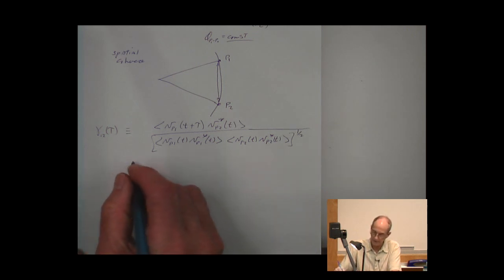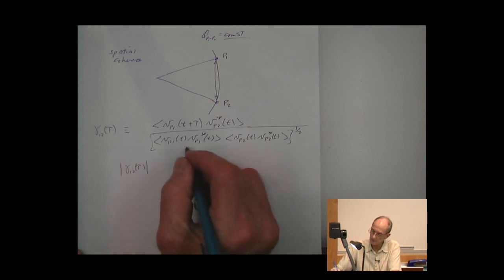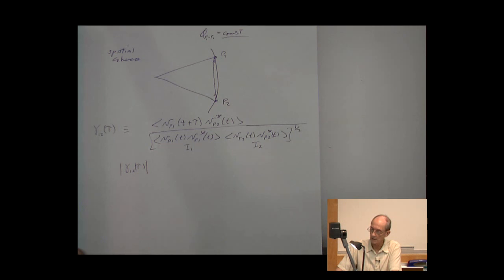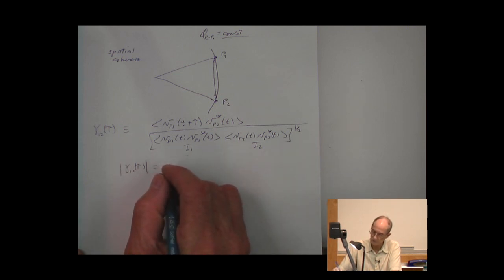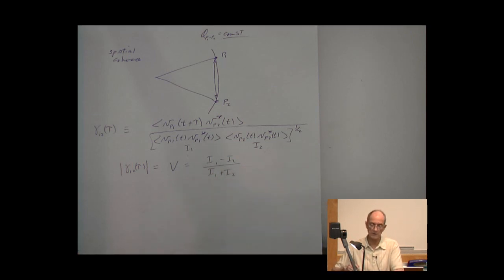We can actually get a relationship between this gamma 1,2 of tau, say the magnitude of that, and the intensities of the two fields. When these intensities are equal, this is just equal to the visibility, which is I1 minus I2 over I1 plus I2. So we get a very real physical characteristic for that complex degree of coherence function.